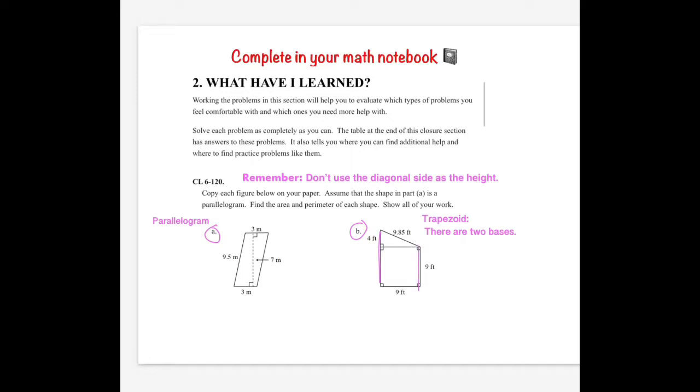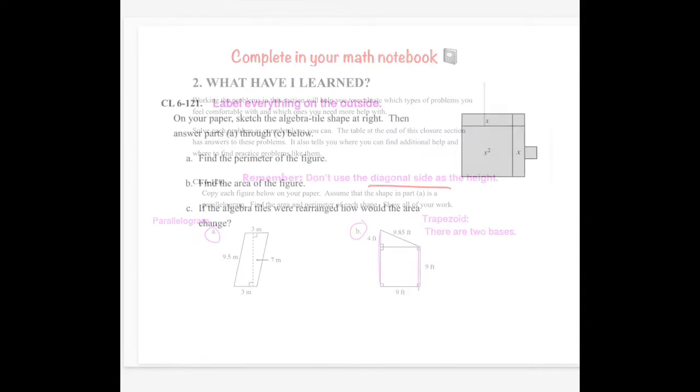And then the last thing I want to remind you is that you are not to use the diagonal side, which is this right here, or this one right here, as the height. Many of you tend to do that, but remember, it is not the height. We don't use the diagonal side. If you have any questions on finding the area, you can always go through your notes or look up a YouTube video on how to find the area for these two shapes.